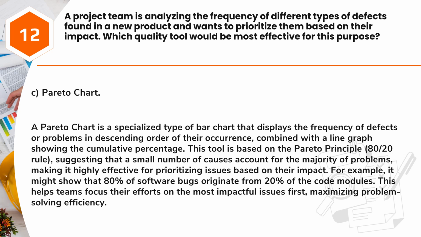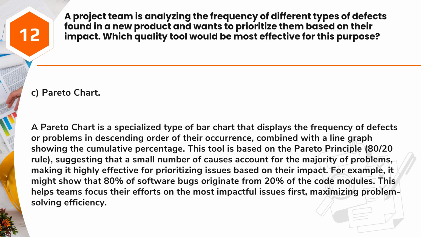Answer: C. Pareto chart. A Pareto chart is a specialized type of bar chart that displays the frequency of defects or problems in descending order of their occurrence, combined with a line graph showing the cumulative percentage. This tool is based on the Pareto principle, 80-20 rule, suggesting that a small number of causes account for the majority of problems, making it highly effective for prioritizing issues based on their impact.